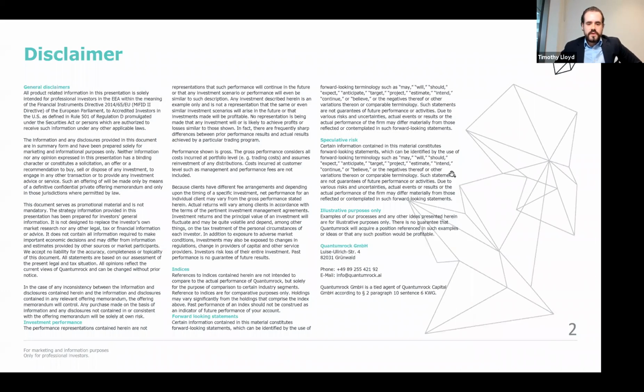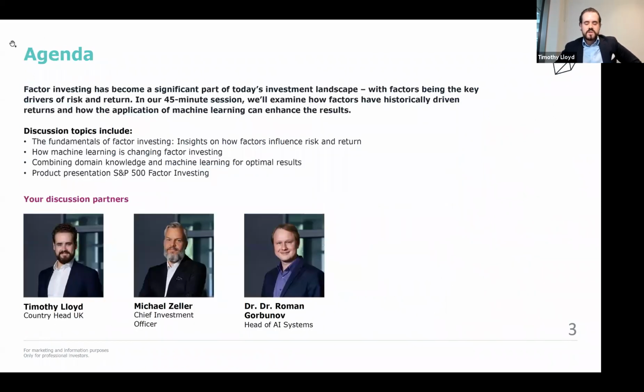So let's jump, after the known disclaimers, to our agenda for today. Our latest model is a factor investing model, which was developed by our in-house team led by Michael Zeller, who's our Chief Investment Officer. He will be giving you an introduction to the fundamentals and the ideas behind factor investing today, and then later on a quick presentation of what a product could look like that is based on factor investing. We chose the S&P 500 as an index, but that is just an example. Michael will say more about that later on.